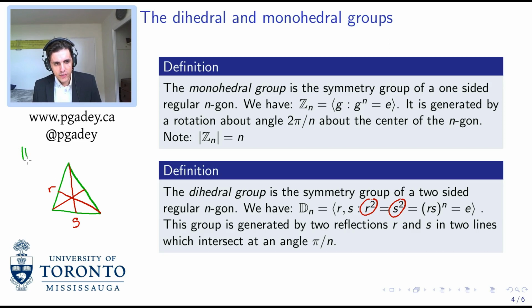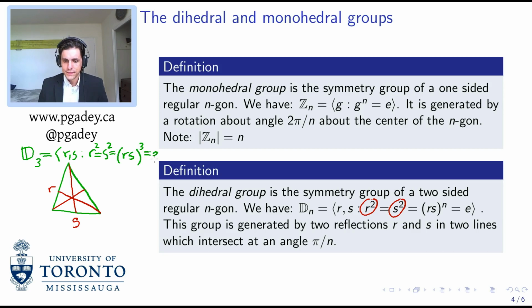So we're going to have R and S, where R squared is S squared is RS cubed, and we want that to equal the identity because it's a rotation of order 3. And the angle here will be pi by 3. Okay.